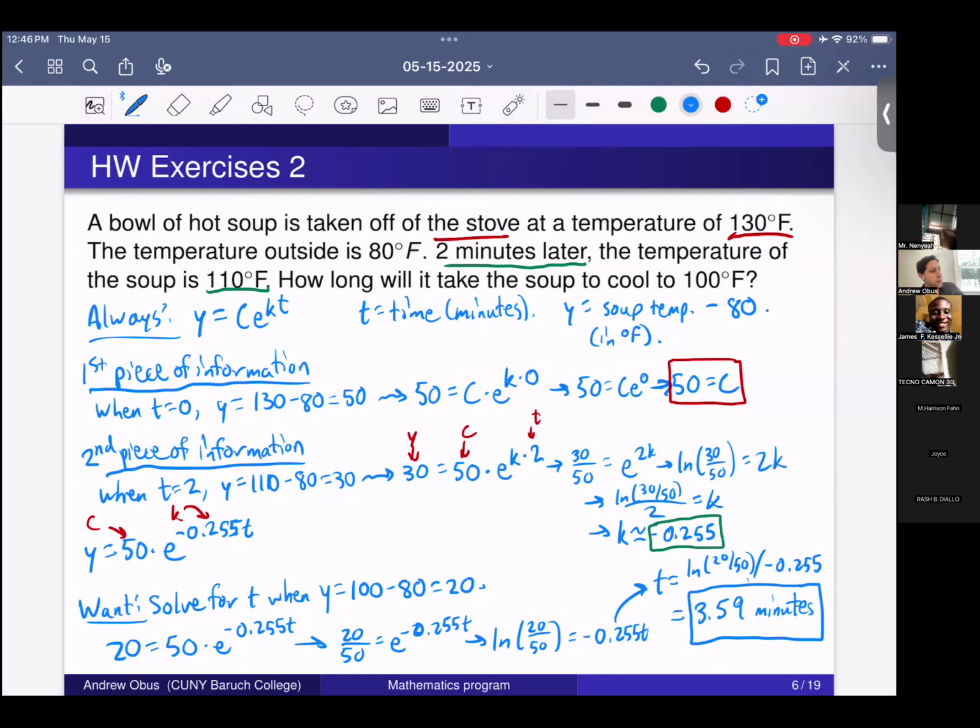Okay, so we see that it takes a little bit longer. In 2 minutes, it cools off 20 degrees. But to cool off the next 10 degrees, it's not good enough to just take 1 minute. It actually needs to take a little longer than 1 minute. You need an extra 1.59 minutes past the 2 minutes. And that's because as the soup gets closer and closer to the outside temperature, it cools off slower and slower. If you have something that's much hotter than it is outside, it's going to steam, it's going to smoke, it's going to cool very quickly.